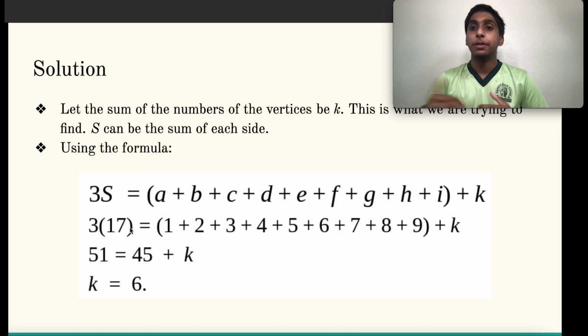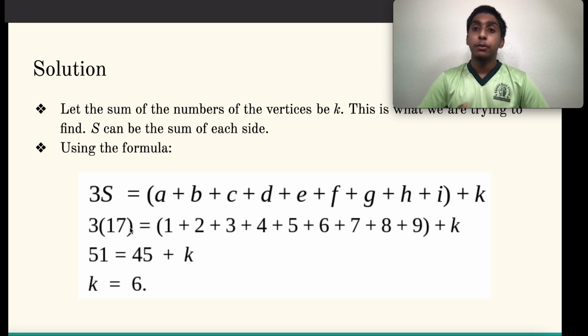That we already know. We're trying to find k. Using the formula, what we know, 3 times S is equal to A plus B plus C plus D plus E plus F plus G plus H plus I plus K. Now you might be wondering, why did you add the G, H, and I?